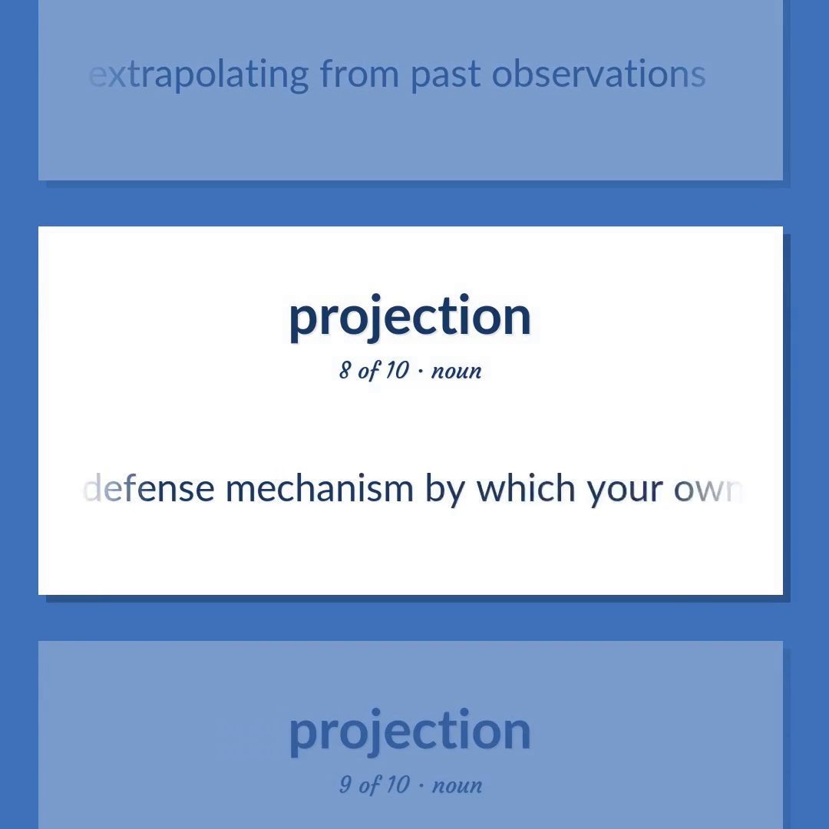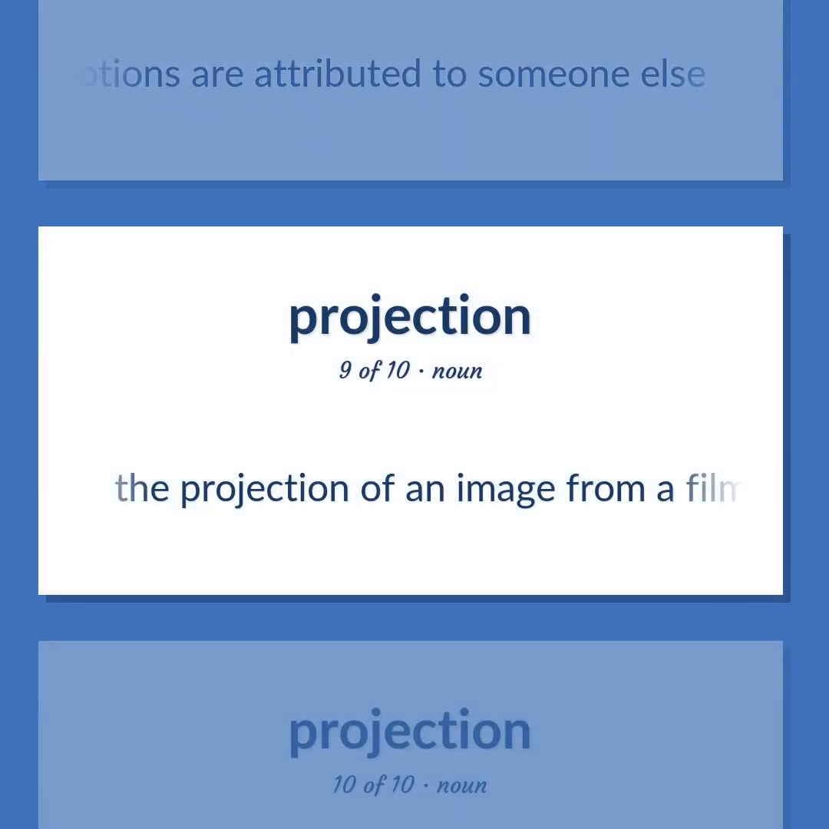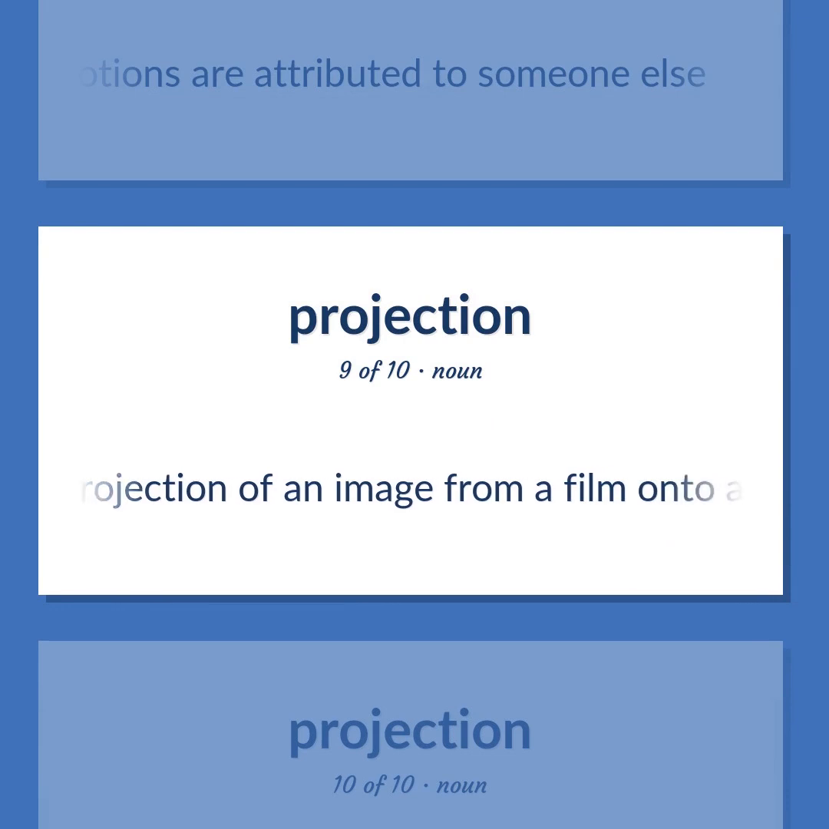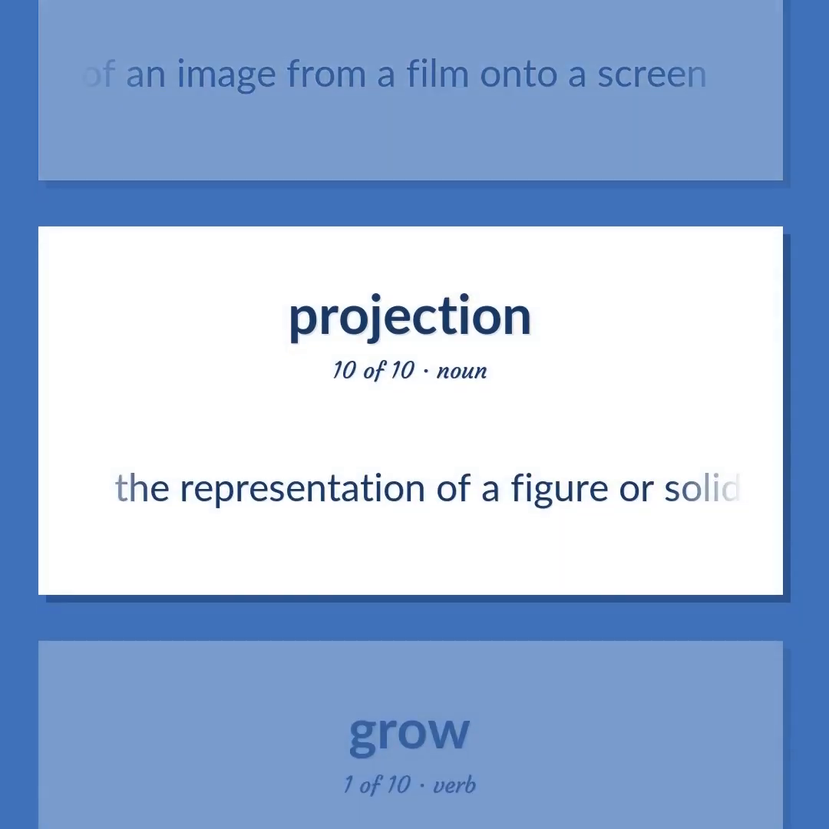Psychiatry. A defense mechanism by which your own traits and emotions are attributed to someone else. The projection of an image from a film onto a screen. The representation of a figure or solid on a plane as it would look from a particular direction.